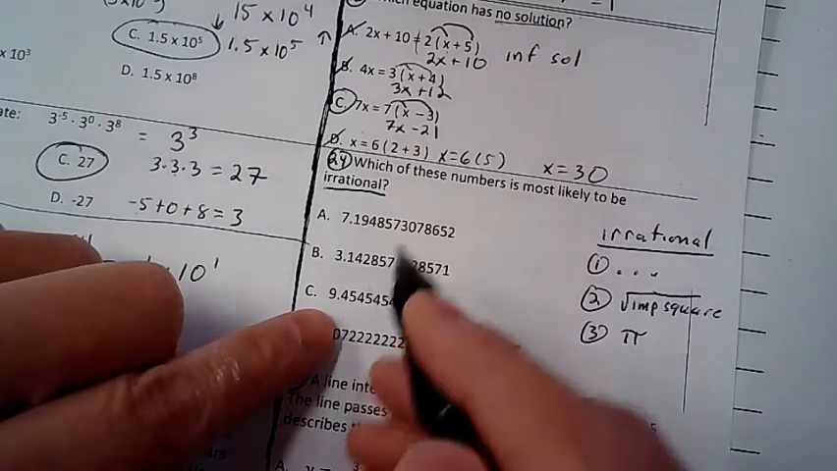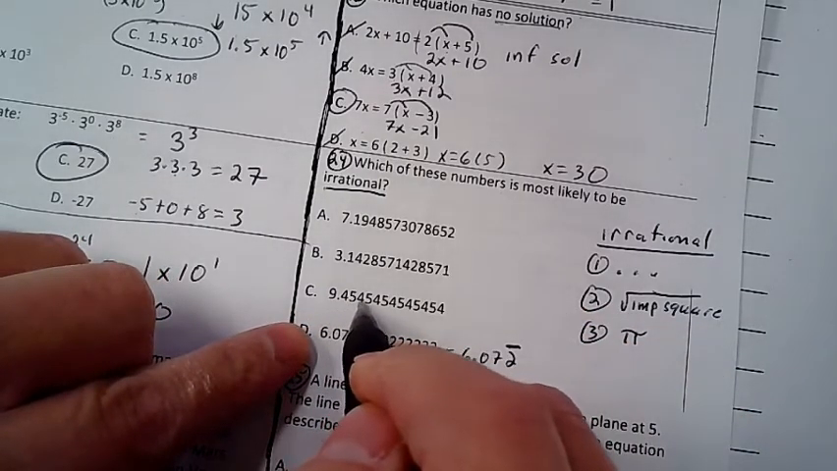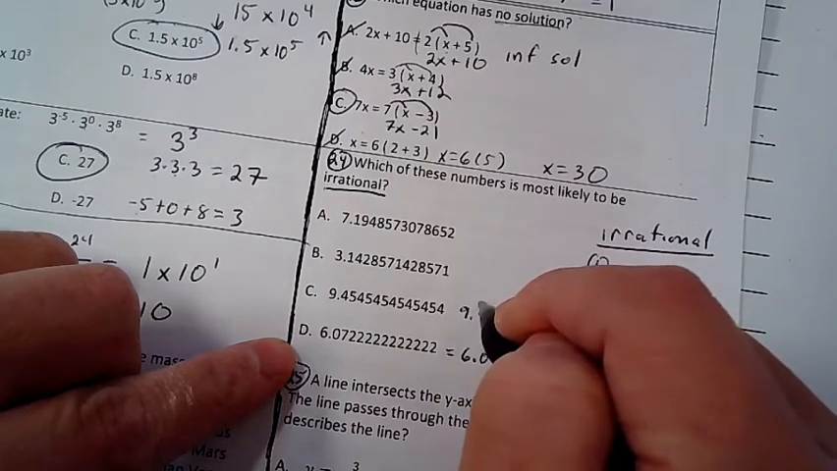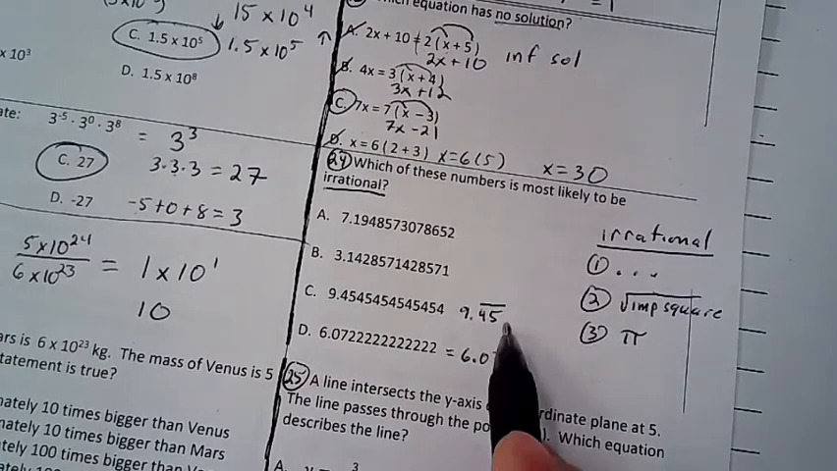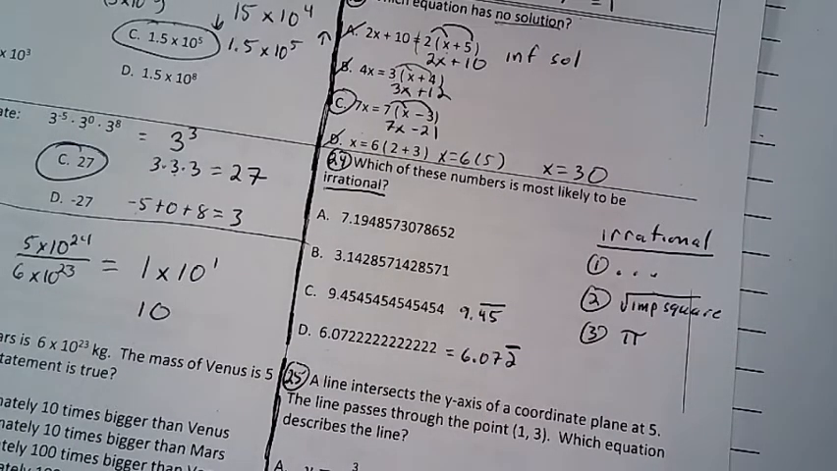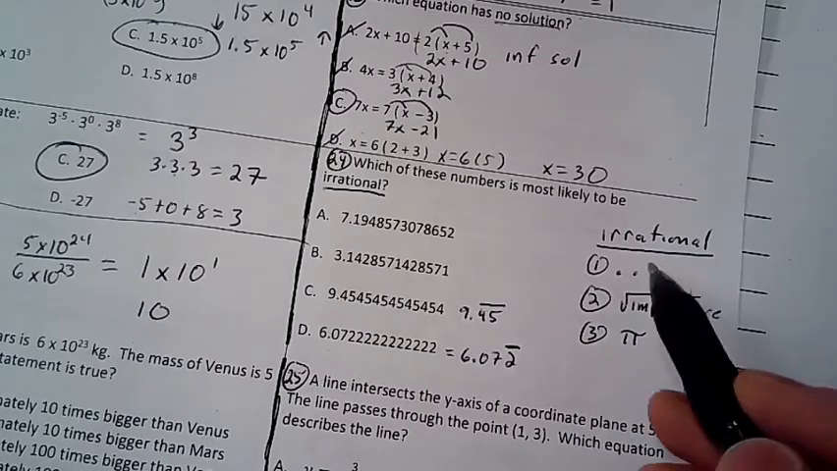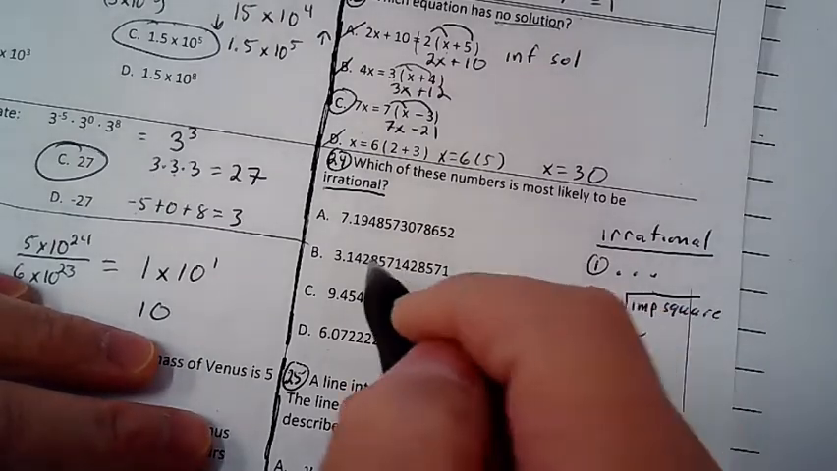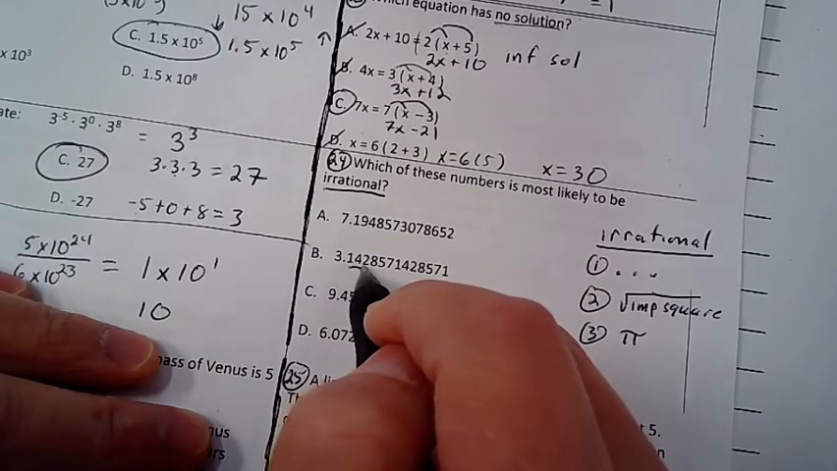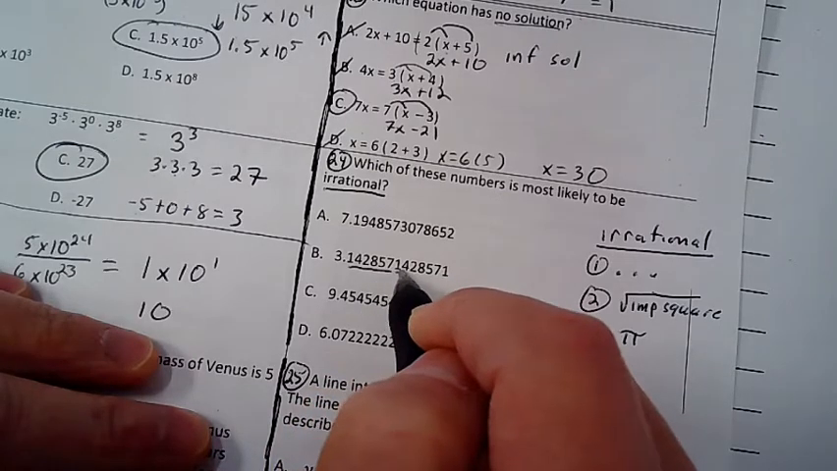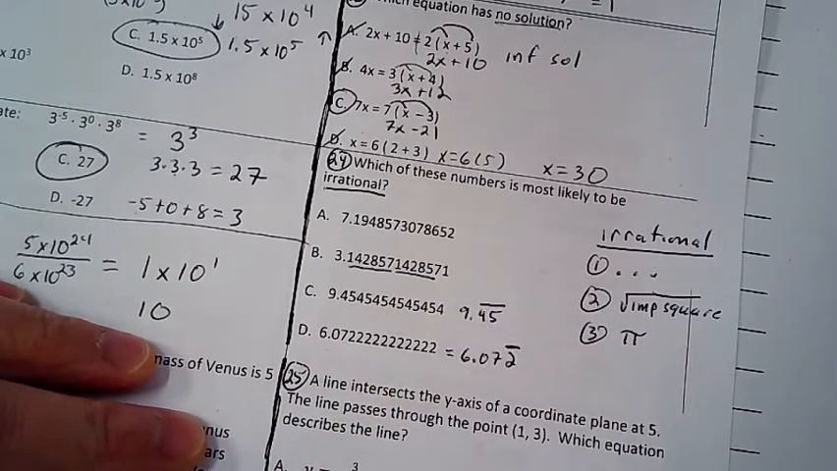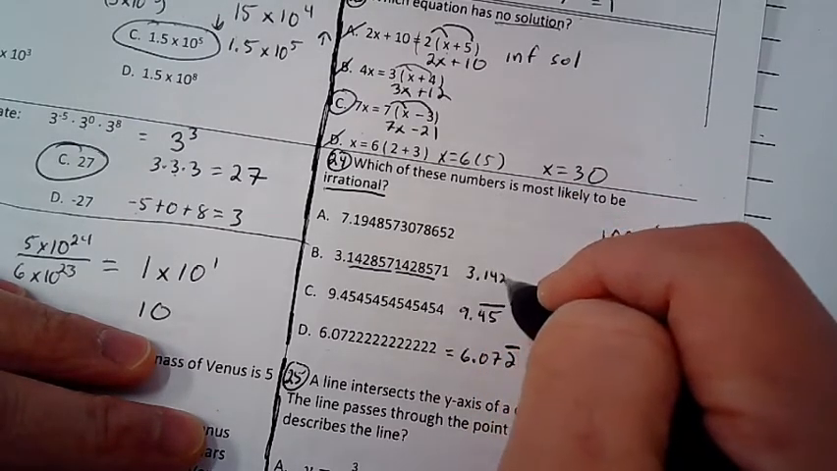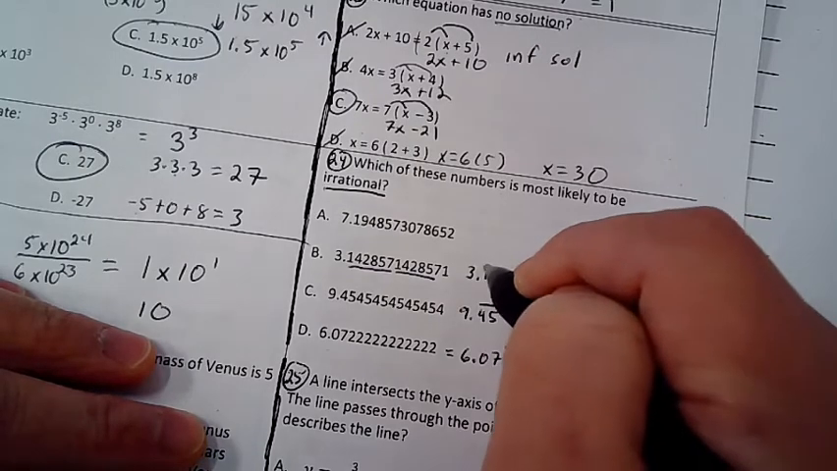Look at C. C also repeats: 45, 45, 45. This is 9.45 with a line over it. Non-terminating, repeating decimals like these aren't irrational, because we can make fractions out of them. Look at B. B actually repeats too. If you look, 142857, 142857. It's repeating, so it's another one. This one is written as 3.142857 with a line over it.